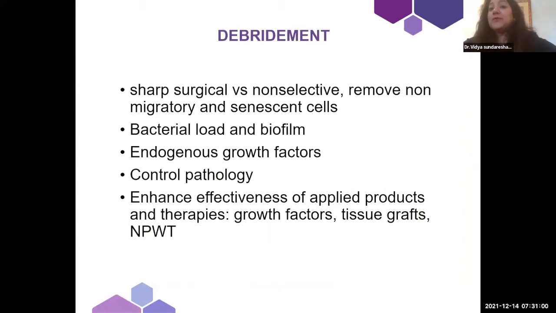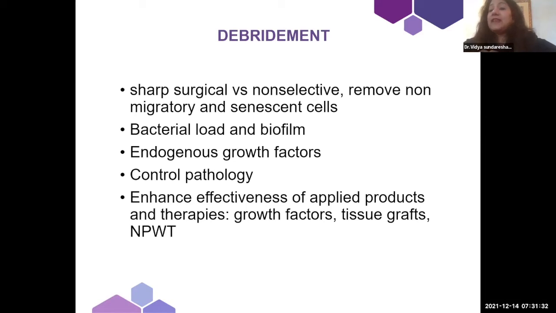You can do sharp surgical debridement, non-selective, where you're removing the non-migratory and old cells. So the newer cells have reactive oxygen species, which will help with the healing. And also, you have all these new blood vessels, which are helping with the healing process. So debridement is very helpful when you're removing that non-viable tissue. That's a very important part of wound management.